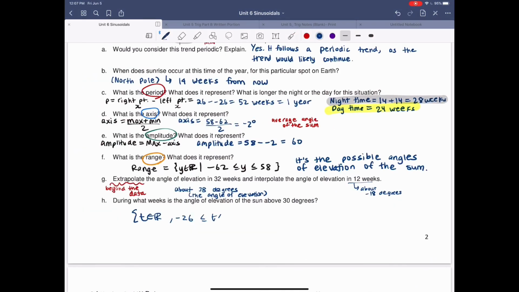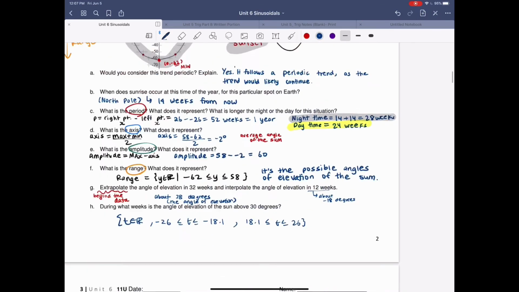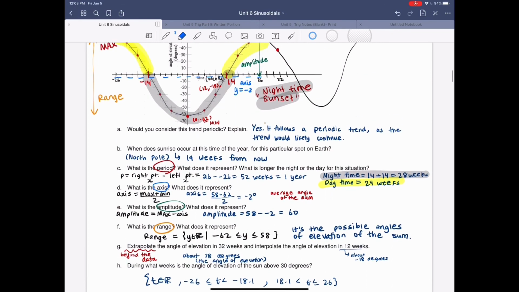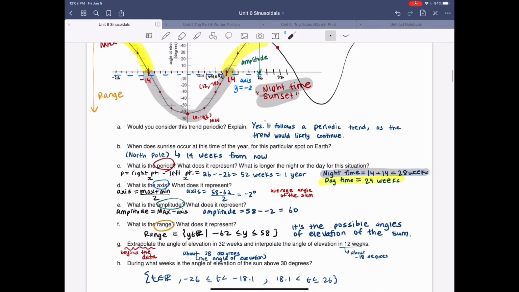The domain where this is true is exactly what I said verbally. So from negative 26, including, up to negative 18.1 approximately, and then it's symmetrical, so 18.1 to 26. And I'm just going to erase one part. I'm going to erase the ones where it says including, because if you look at the graph, it says where is it above, not above and including 30 degrees. And so I'm not going to include these for that reason.